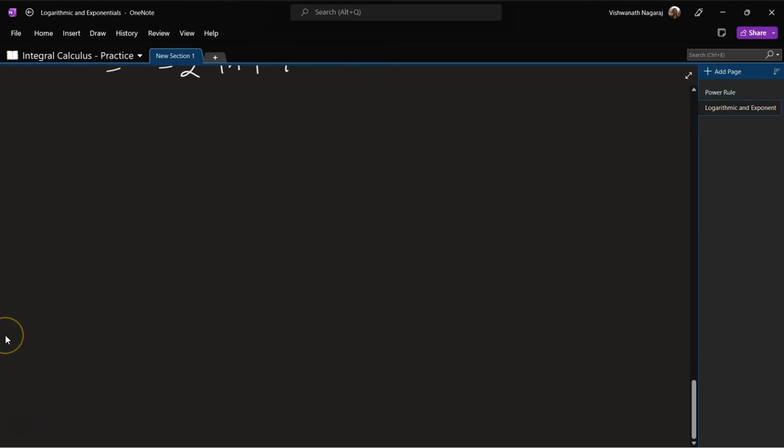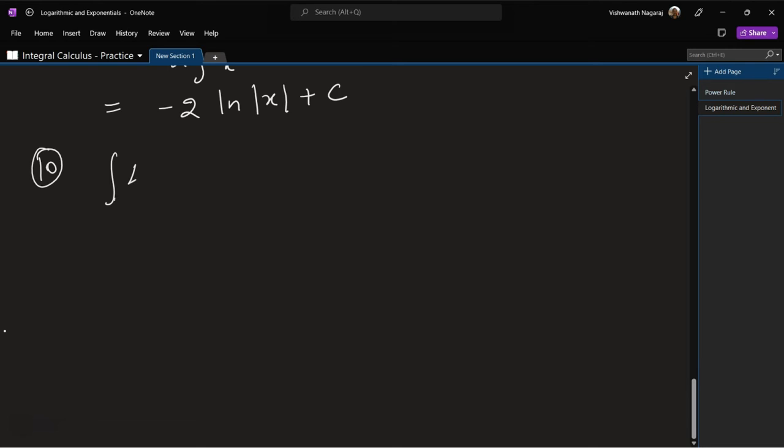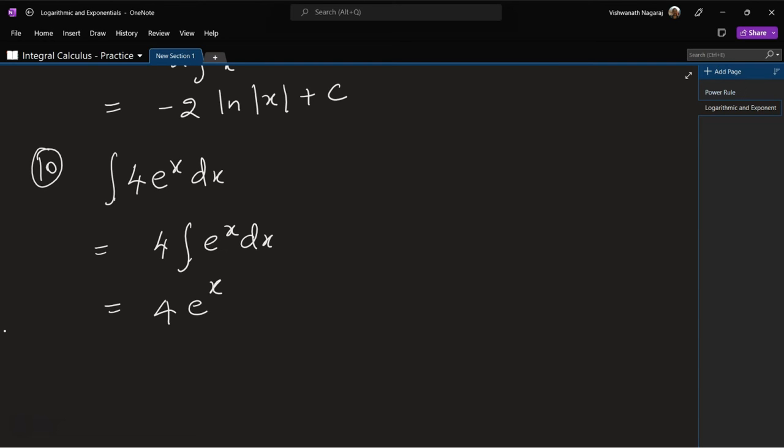Okay, now let's change it a little bit. Integral of 4 e to the power of x dx. Okay, now here what will it be? 4 is constant, so e to the power of x dx. And again, you need to ask the question, what do we differentiate to get e to the power of x? That is e to the power of x and plus c.